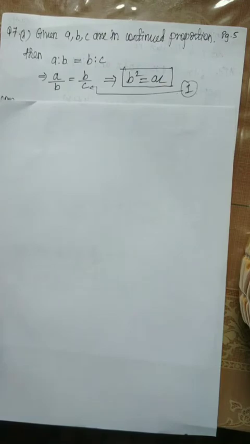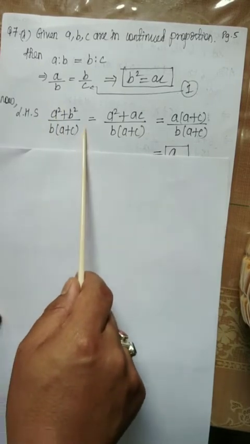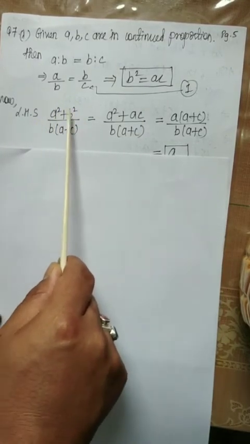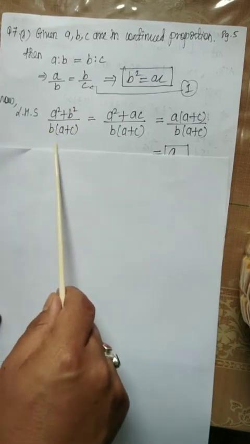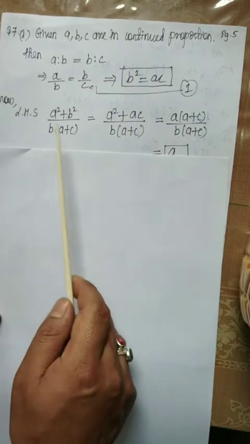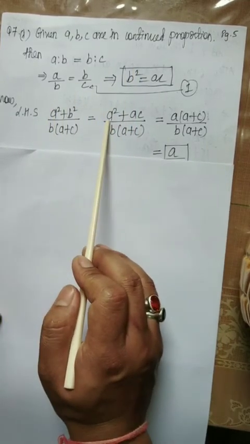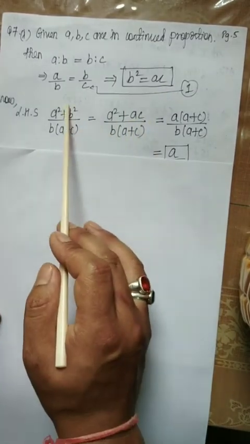So we have to now prove left hand side equals right hand side. Let us start from left hand side. So left hand side is this. This is just the left hand side: A square plus B square divided by B into A plus C. What you do out here is, we know the value for B square, isn't it? Put the value for B square out here. So A square remains as A square, plus B square means AC. That's it. Just put the value for B square.